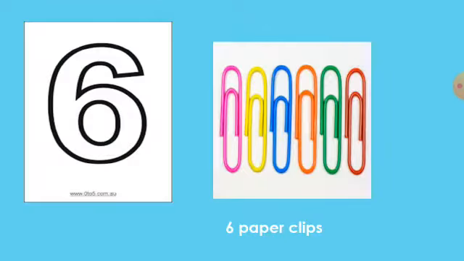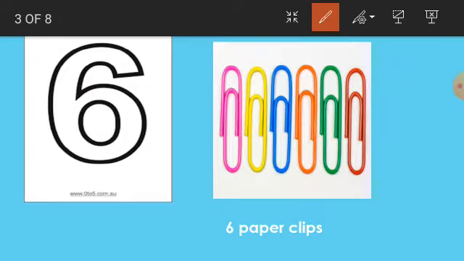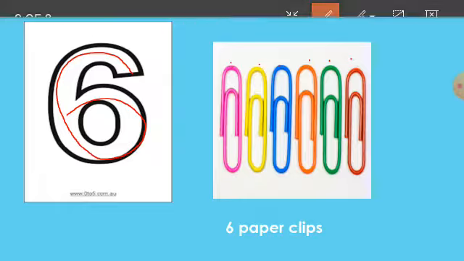Then comes number 6. Yes, this is number 6. How to make 6? Slant down and curve up. How many paper clips are there in this picture? Count with me. 1, 2, 3, 4, 5, 6. Yes, 6 paper clips.